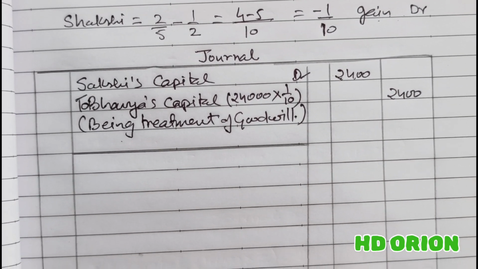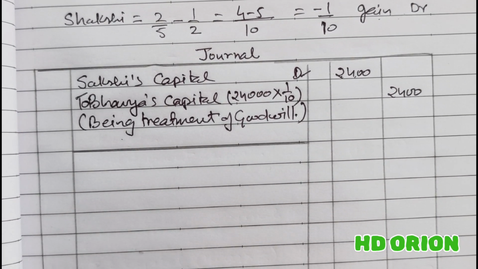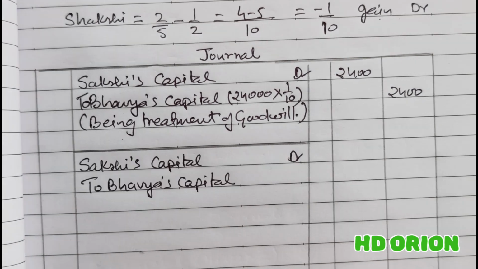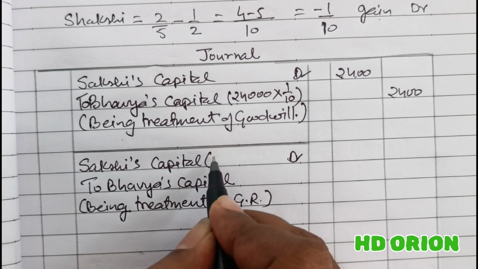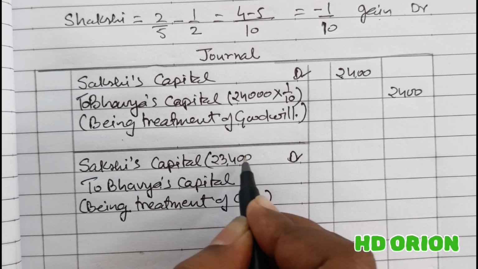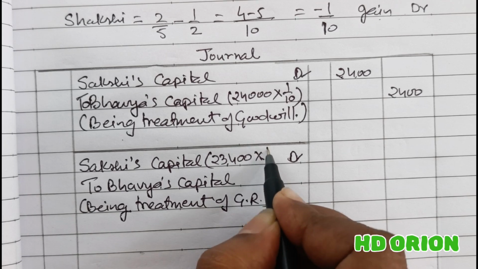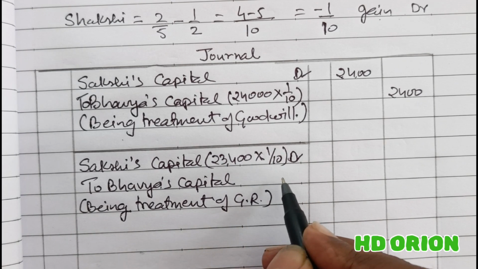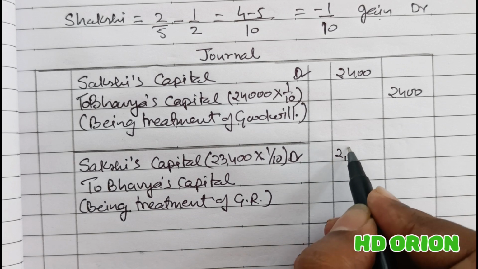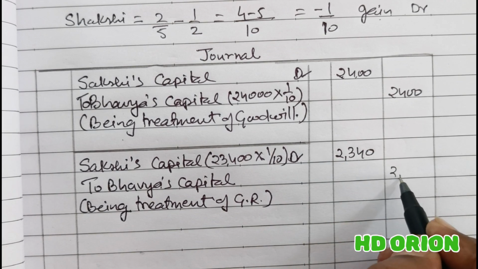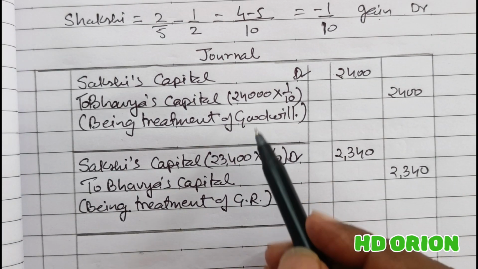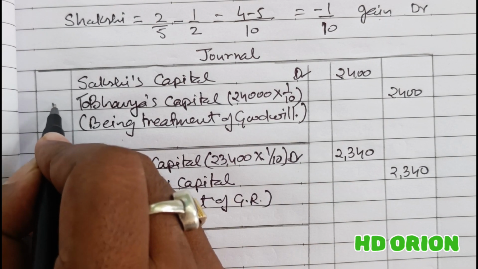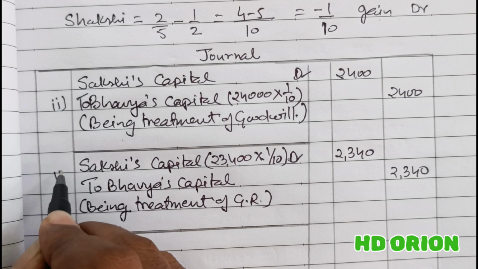The same journal entry with a different amount will be done for treatment of general reserve. The amount of general reserve as given in the balance sheet is 23,400 multiplied by the sacrificing or gaining ratio, that is 1/10. So it is 2,340. So these were the treatments related to the second and third points given in the question.